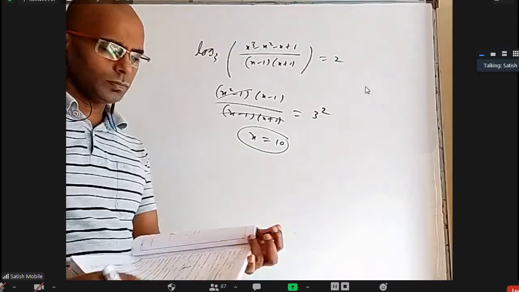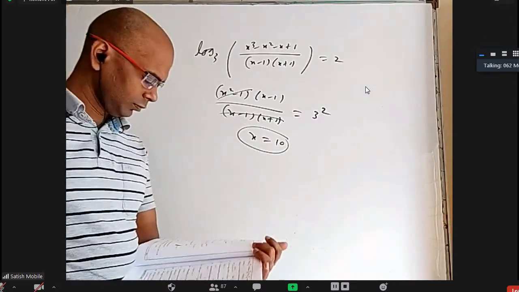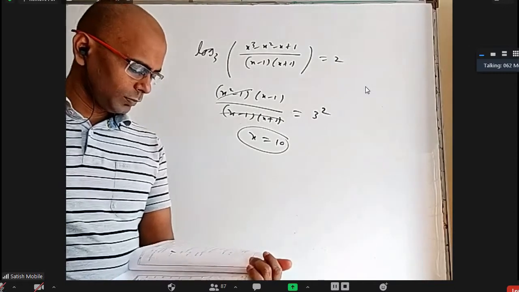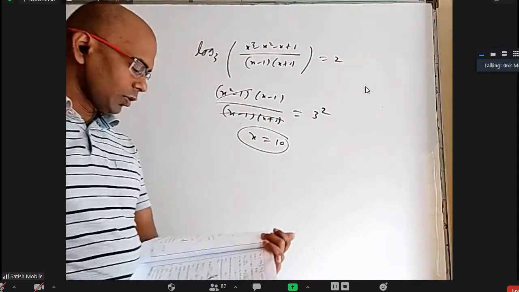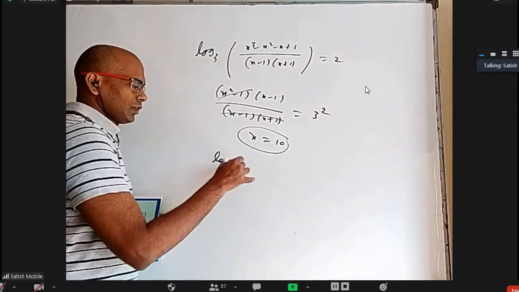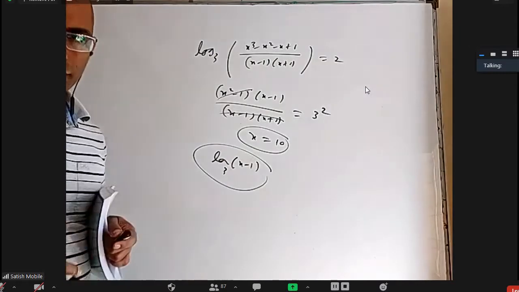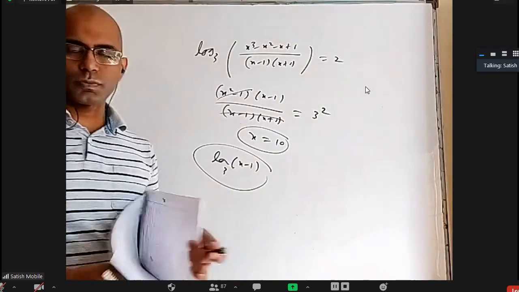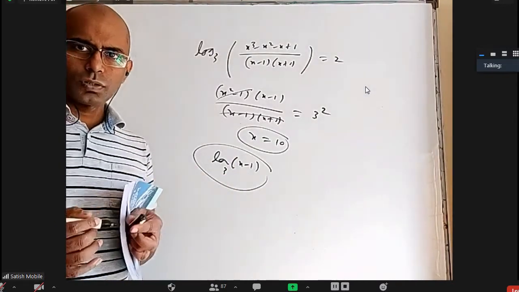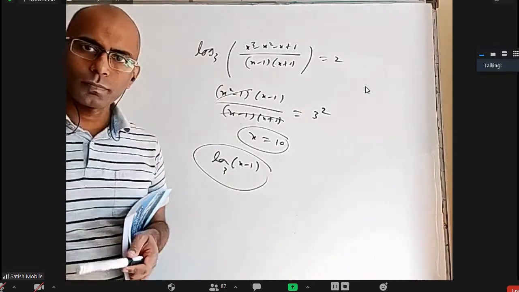So what I did is, I expanded it and then I divided by long division method. Whatever it is, you'll get log of (x minus 1) base 3. The whole LHS will be this one. Not x plus 1 here, x minus 1. So in your long division, maybe you forgot to keep a minus while dividing.